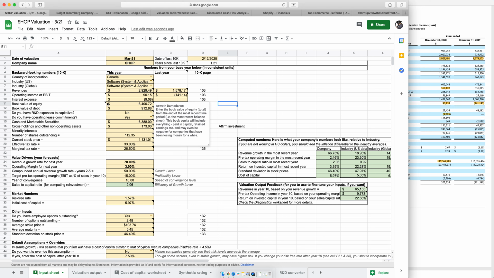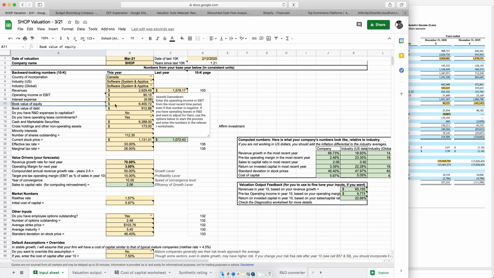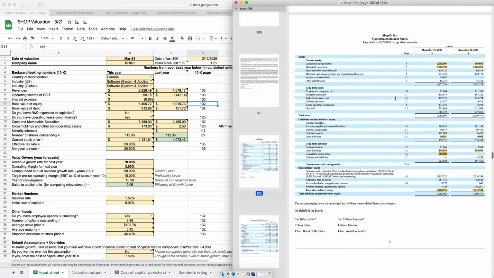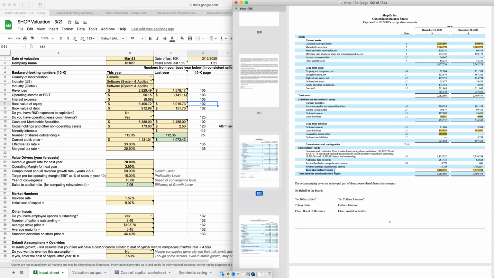Book value of equity. I made a note, it's also called total shareholders' equity. And I noted I found that on 102, which is the previous page. If we look down here, total shareholders' equity, I get 6.4 million. I convert that over to 6,400. And last year it was just over 3 million, which I convert over to just over 3,000.